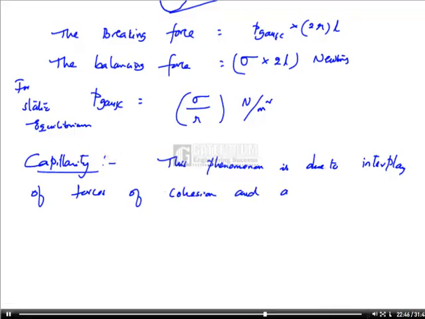What is cohesion? Intermolecular force of attraction. What is adhesion? The extramolecular force of attraction between the liquid molecules and the molecules of the container, maybe glass or a solid surface.